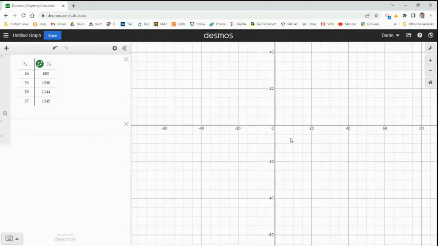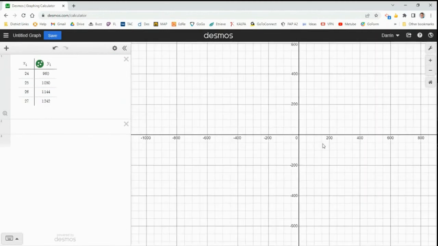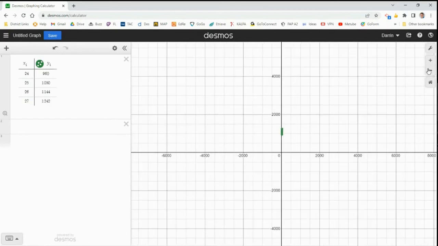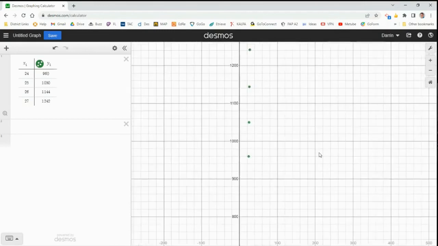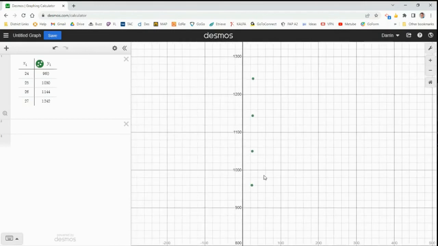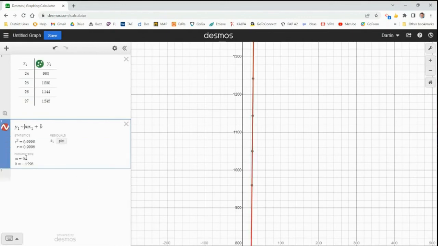This is going to take a bit of zooming out here. There it is. It looks very linear, which we would expect: as the diameter goes up, the cost goes up because it's so much per foot. So let's make this linear: y1 tilde mx1 plus b. I have to use the tilde, not equals. It says the m is 94 and the b is negative 1298.